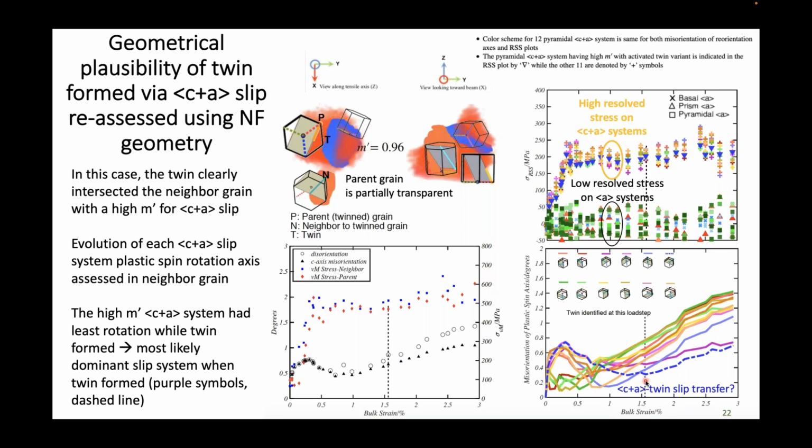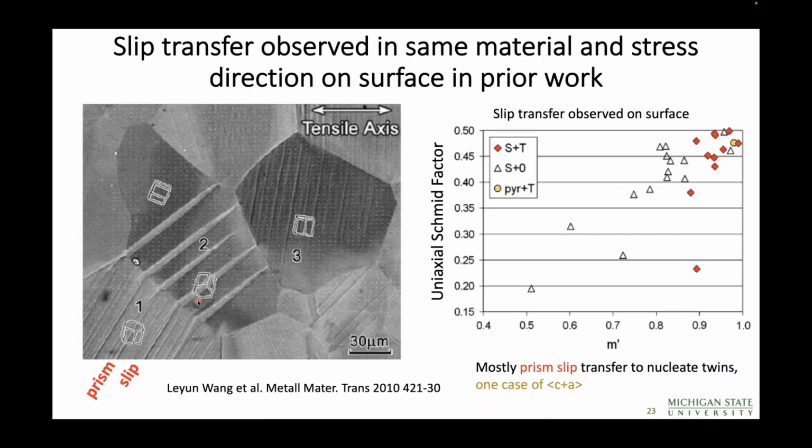So at the point where the twin was observed here, here's strain, and this is the misorientation of the rotation axis associated with each of the 12 C+A slip systems. At the place where this twin popped into existence, the rotation of the C+A system responsible for this twin was at its minimum, which is corroborative evidence that we really did observe slip transfer happening in that particular case. Well, let's compare this with some observations that we made about a decade ago in the same material. In fact, really close to the same place even.